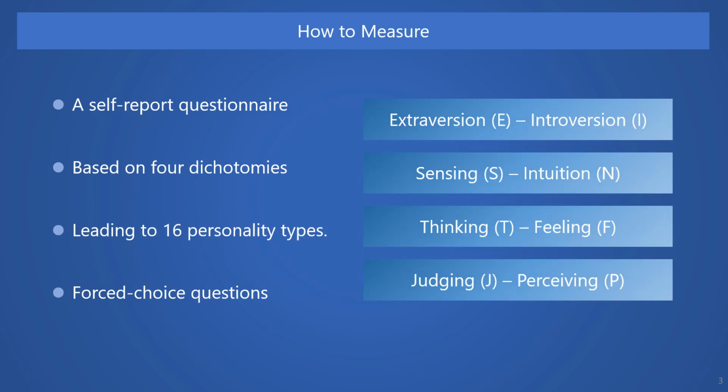The MBTI consists of a self-report questionnaire designed to identify a person's personality type based on 4 dichotomies. Each dichotomy represents a spectrum, and individuals fall somewhere along each spectrum, leading to 16 possible personality types. The assessment typically involves a series of forced-choice questions where respondents select the option that best describes their preferences.